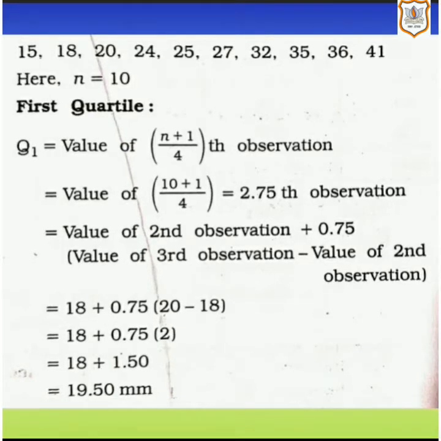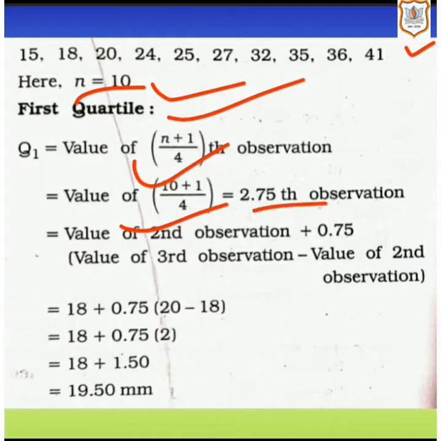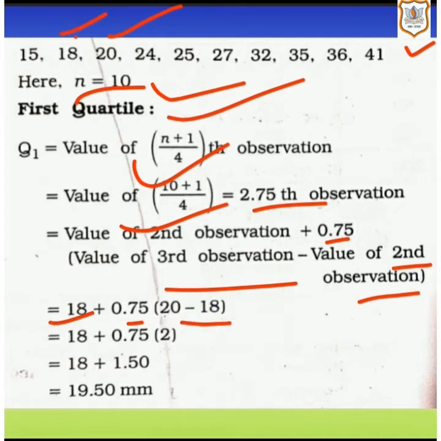As it is ungrouped data, the formula for Q1 will be n plus 1 divided by 4. Here n is 10, so 10 plus 1 divided by 4 gives 2.75th observation. So the value of the second observation, that is 18, plus 0.75 multiplied by the value of the third observation minus the second observation, so 20 minus 18. So 18 plus 0.75 multiplied by 2, that is 18 plus 1.50, and that gives 19.50.